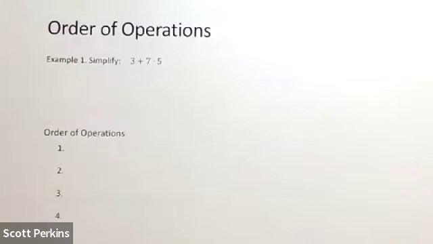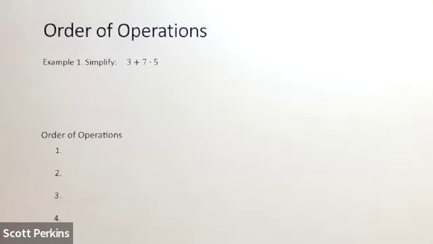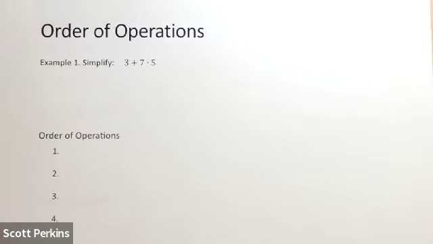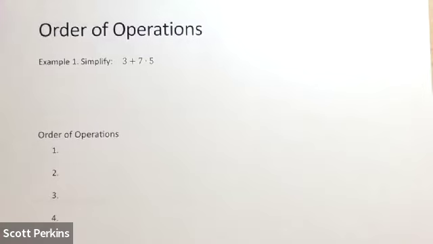All right, our next topic, as we go through and talk about different things we can do with the set of natural numbers, is order of operations. We have a bunch of different operations: adding, subtracting, multiplying, dividing, exponents. We can group things together. And the question is, does it matter what order?